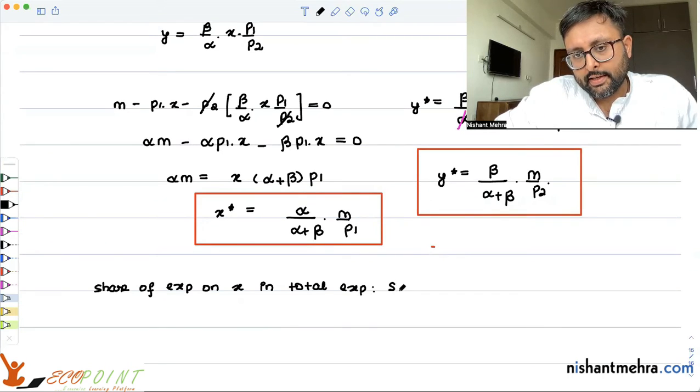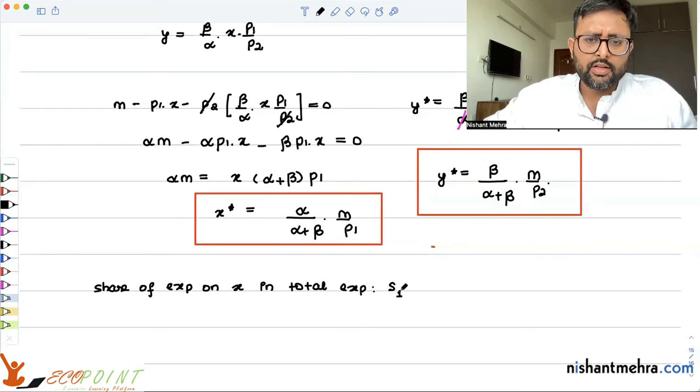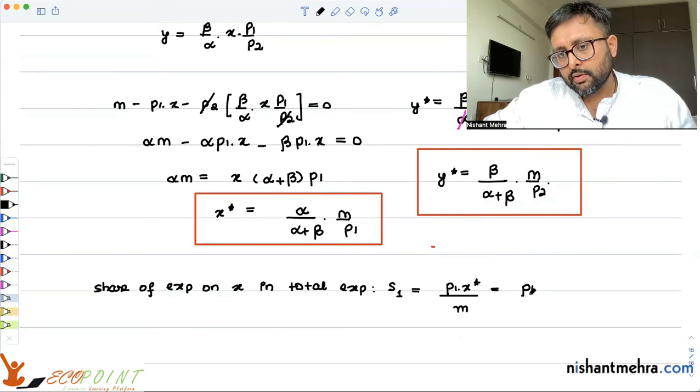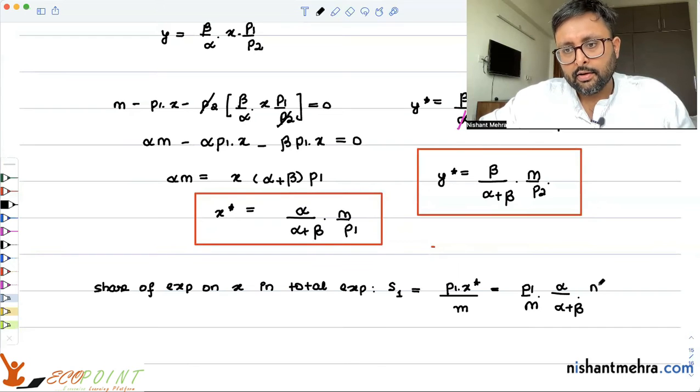So let me write that as S1 or SX or whatever. That is the share of X in the total expenditure. How much expenditure are you making on X? P1 X star. What is the total expenditure? Total expenditure is M, because expenditure is equal to income. So it is P1 X star by M. How much of X star are you consuming? This much: alpha upon alpha plus beta, M upon P1. M cancelled, P1 cancelled. So the share of X in total expenditure is alpha upon alpha plus beta.